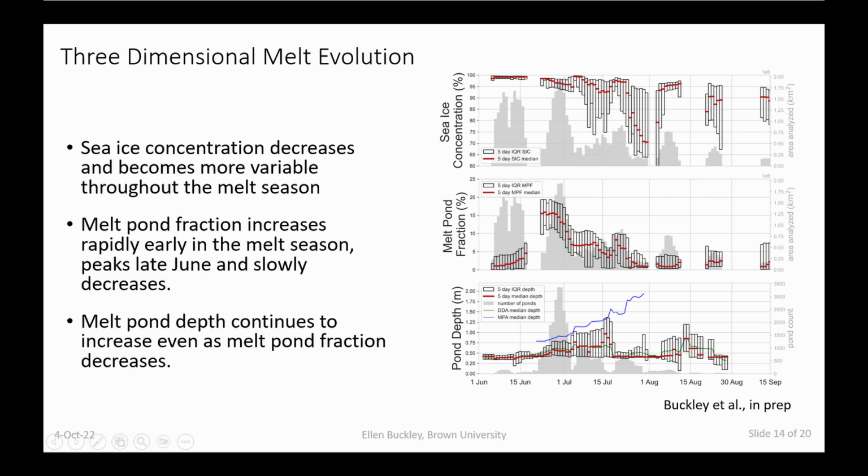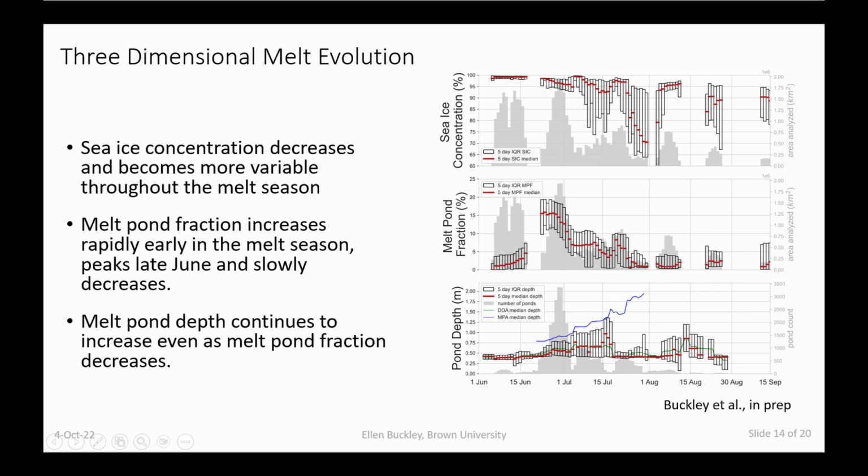But when thinking about those in situ observations and how melt pond fraction relates to melt pond depth, you don't really see that relationship where as melt pond fraction is increasing, pond depth is increasing. You only see that at the beginning of the summer, but pond depth continues to increase when melt pond fraction decreases in this case. But again, it's hard to compare remote sensing observations with in situ observations because this is integrating a lot of processes over a wide region.